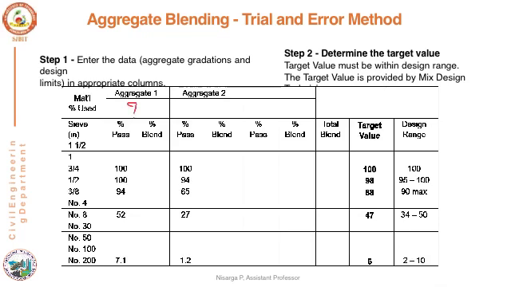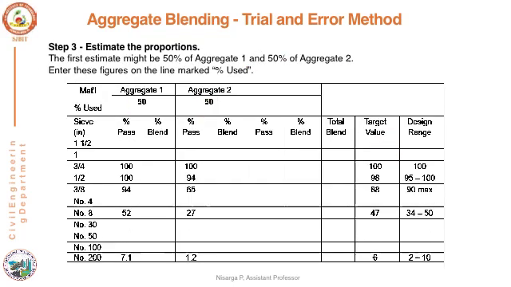After obtaining the target value, next we move on to the third step. In the third step, we need to consider the proportions in which aggregate 1 and aggregate 2 have to be mixed together such that we will obtain this target value. So in the first trial, we have considered 50% of aggregate 1 and 50% of aggregate 2. That means to get the target value, we are combining 50% of aggregate 1 and 50% of aggregate 2.